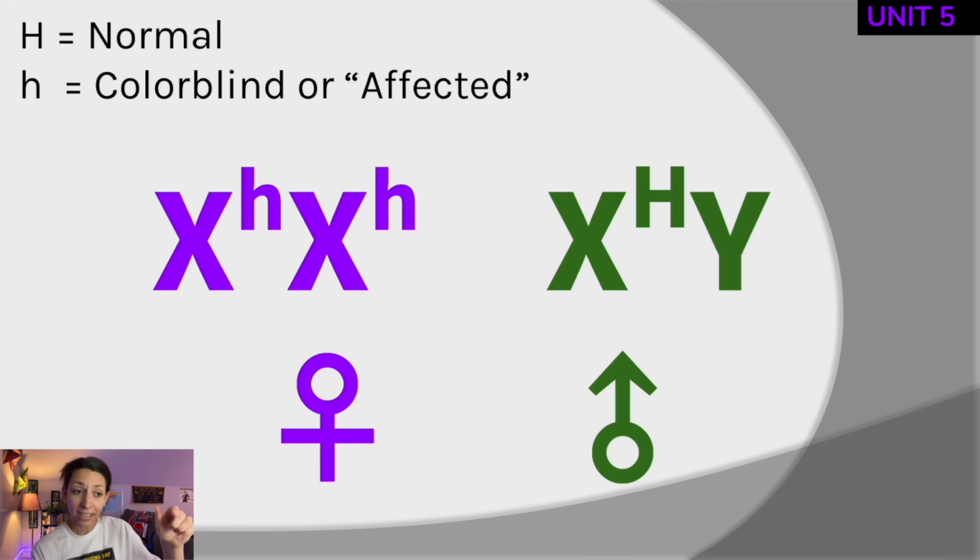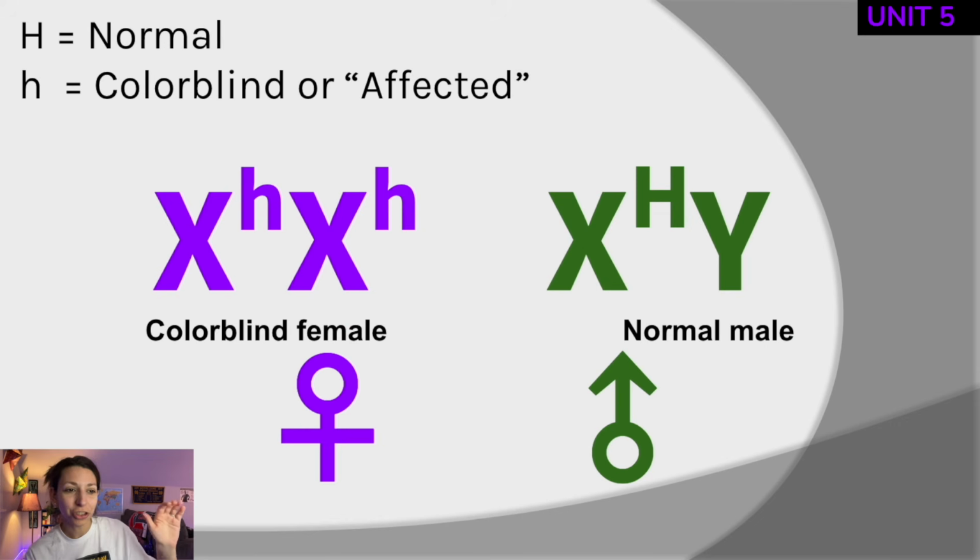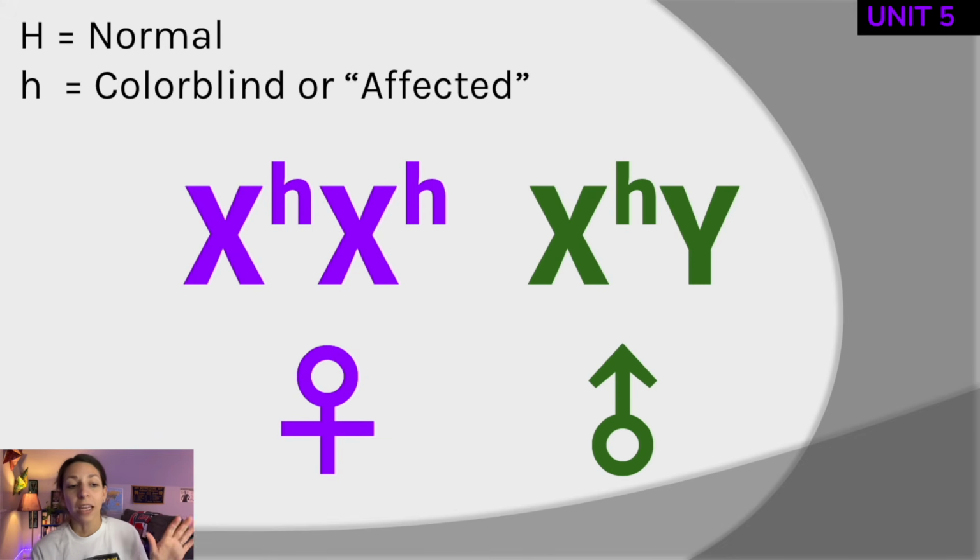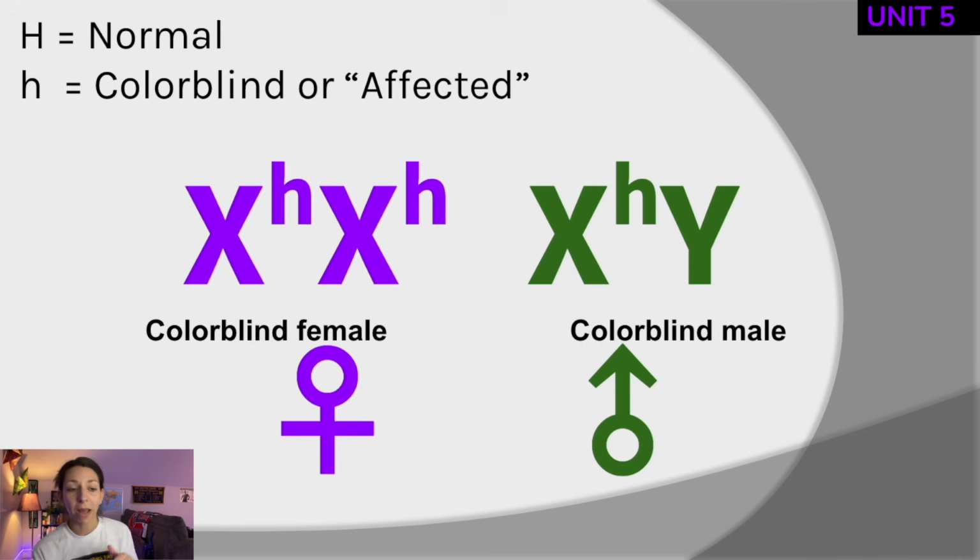Now in this case, the female is colorblind. She has 2 of those alleles for colorblindness. They're both carried on the X chromosome. The male is also normal. And here we have 2 colorblind individuals, a colorblind female and a colorblind male. But notice with the male, he only needs 1 copy of that recessive allele in order to be colorblind because he only has 1 X chromosome. So there's no dominant allele present to mask that other allele, and he will be colorblind with that 1 copy of the affected allele.